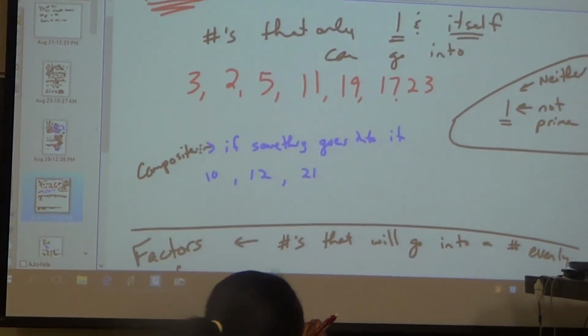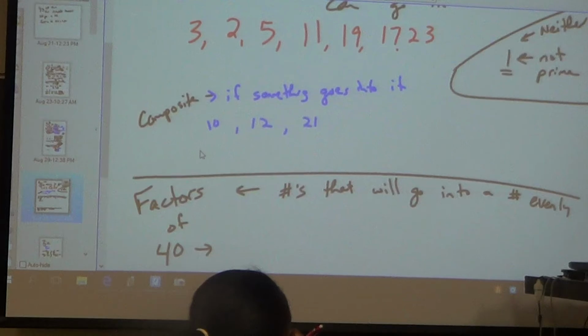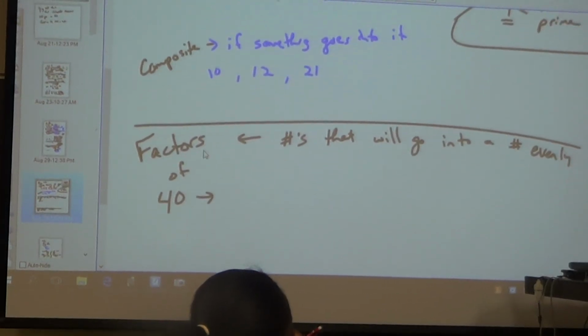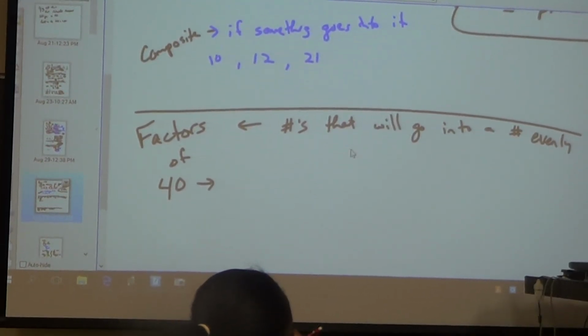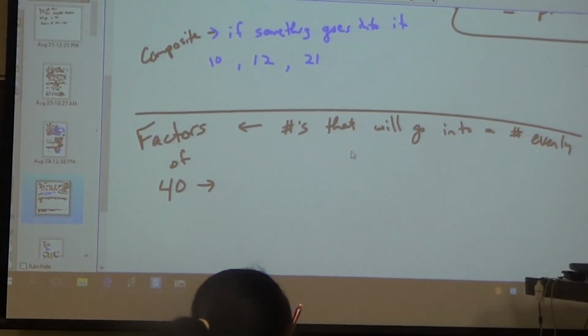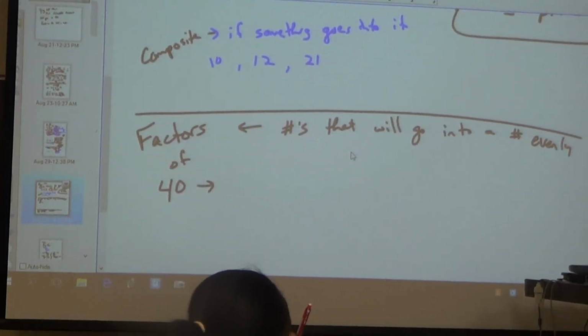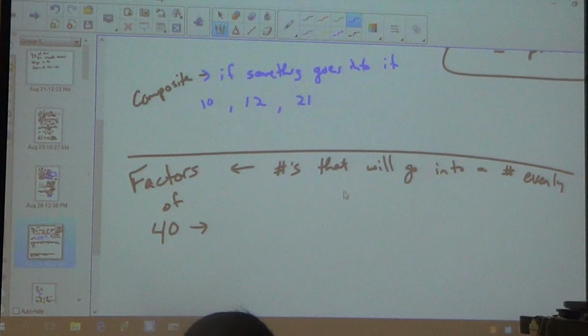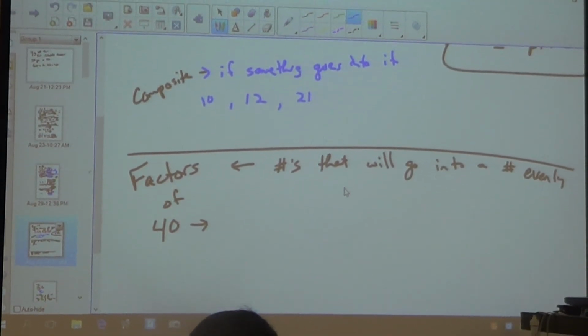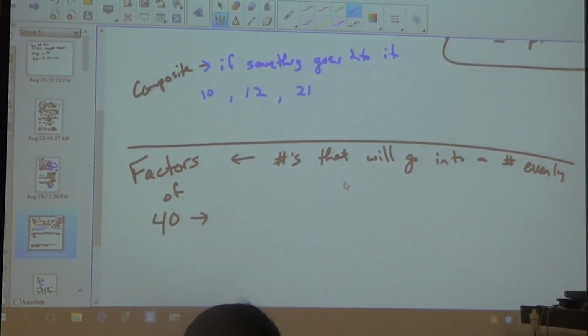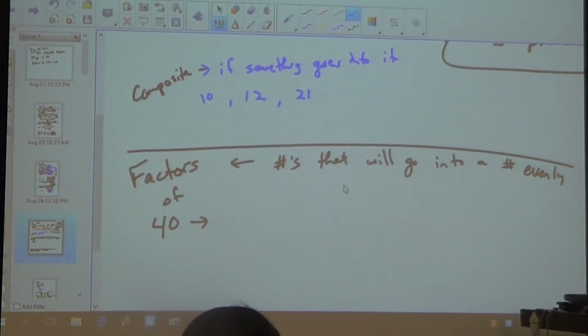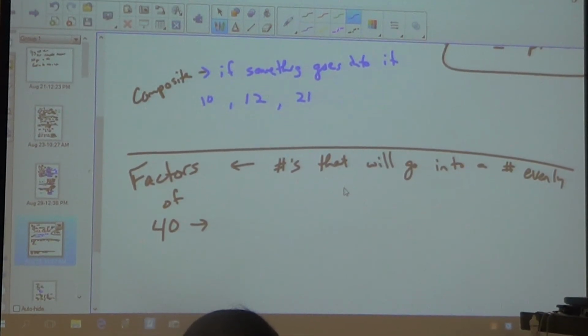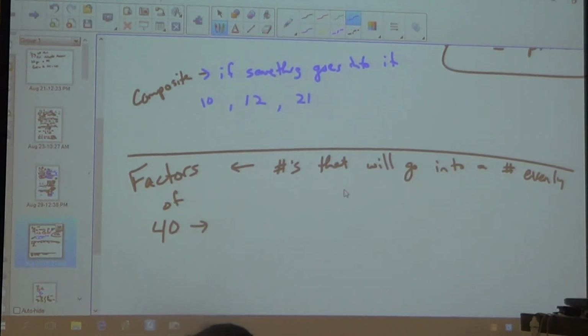Now we're going to talk about factors first. Factors are numbers that go into a number evenly. So if I want to know the factors of 40, what are the numbers that go into 40 evenly? Give me 2, 5, 10. Well, the problem is, if you just start giving me numbers, you're going to leave something out.